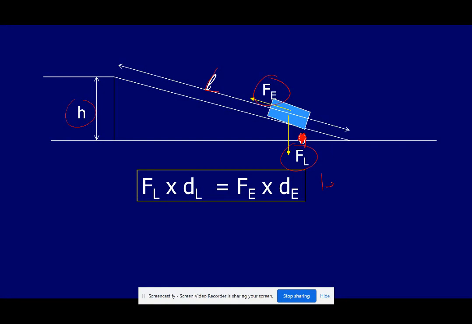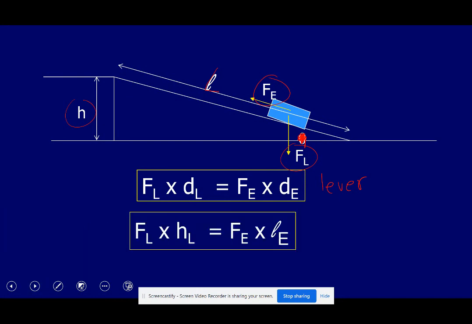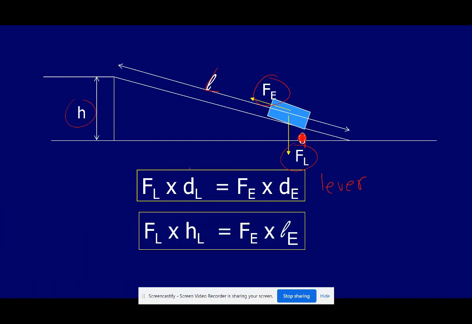If you remember from the lever, it is load force times load distance equals effort force times effort distance, except now, instead of a load distance, we have a height. We're trying to move the load. Instead of an effort distance, we have a length of a ramp. And I prefer to use an uppercase L rather than a cursive L for that length.